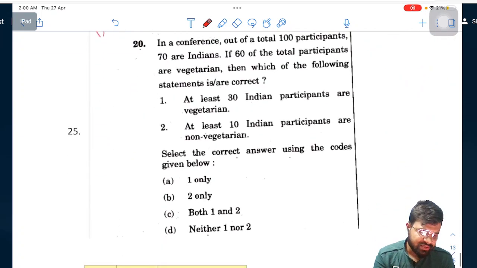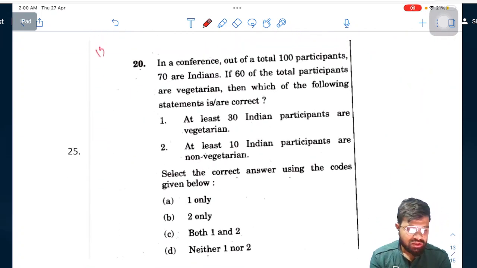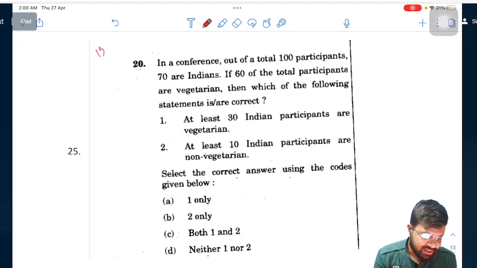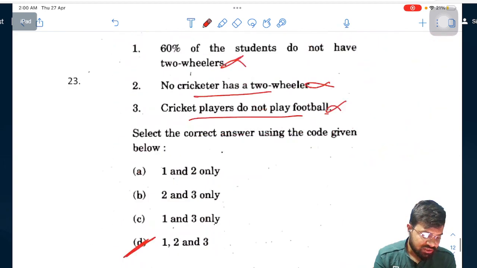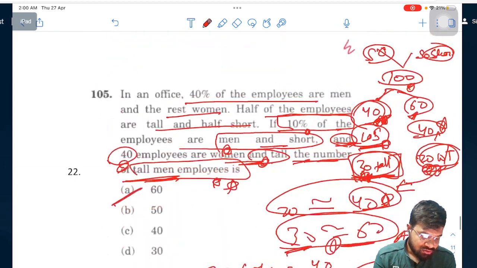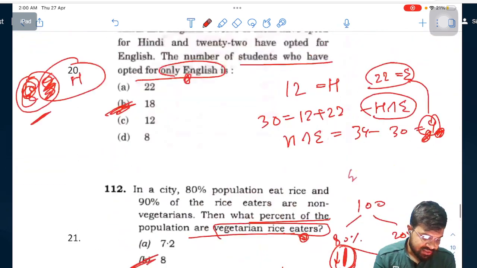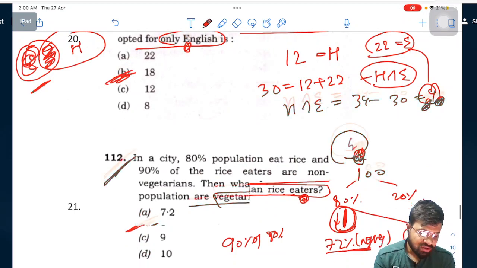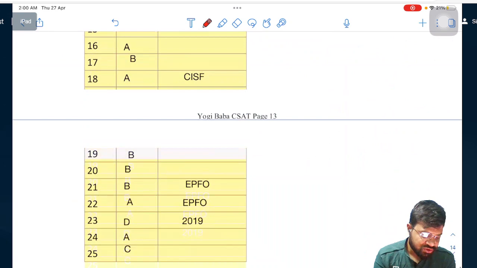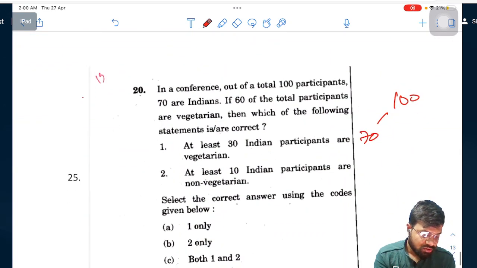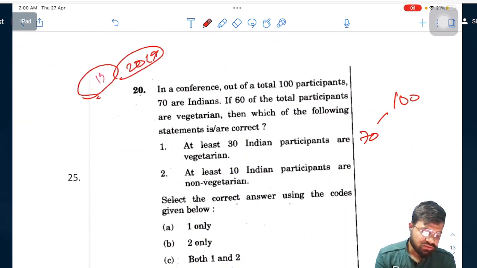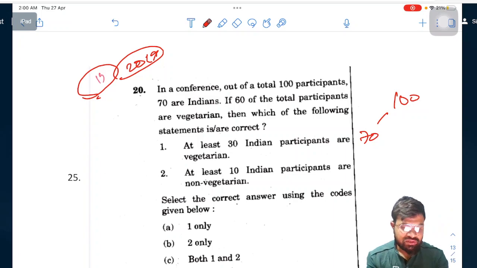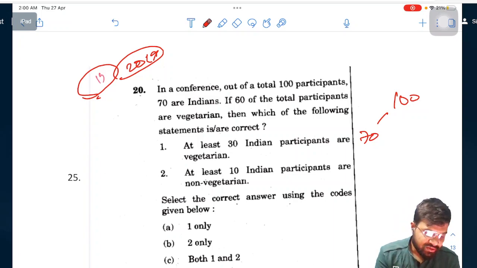So the second statement. Now out of 100 participants, 70 are Indians. See, this is on the same lines. So vegetarian rice eaters. This is an EPFO question, and this is a UPSC question of the year 2019. Okay, this is how the patterns are repeated. In a conference out of 100 participants, 70 are Indians.